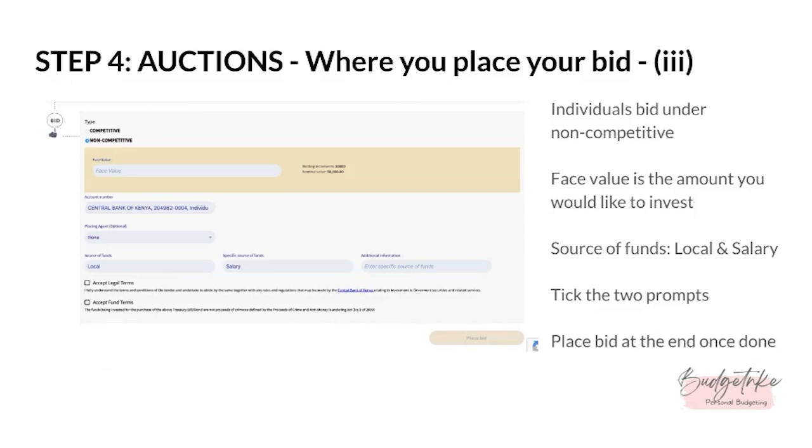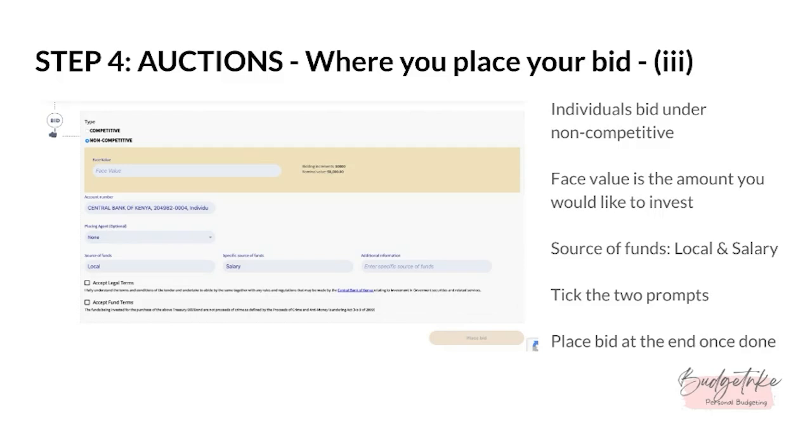Then at the bottom of this same page, you will see this part of the screen. You'll see a place where you choose competitive or non-competitive, and for us Mwananchi, we always bid non-competitive. Face value is always in denominations of 50, so 50, 100, 150, like that. They've said here bidding increments of 50,000. So 50,000 is the minimum.